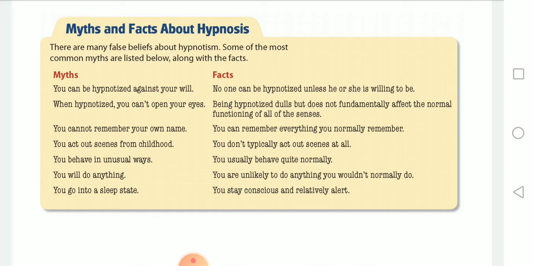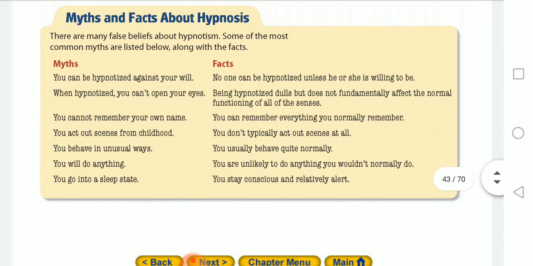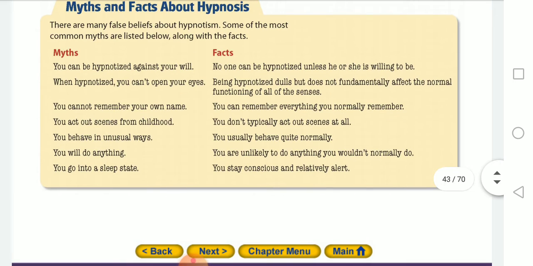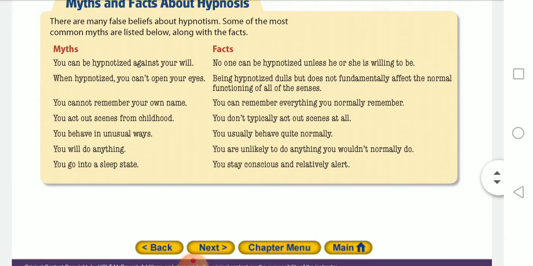When hypnotized, you can't open your eyes. The fact is, being hypnotized dulls but doesn't fundamentally affect the normal function of all of the senses. I can open my eyes, I can close my eyes, I can use all my senses. They are functioning well. You cannot remember your own name. No, you can remember everything you normally remember.